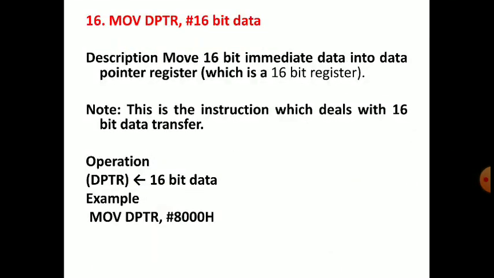And the next instruction is, now we are going to the 16-bit data. Till now we have seen only 8-bit data. Now we are dealing with the 16-bit data. So move DPTR, data pointer. If you can remember, DPTR is a data pointer register which is a 16-bit register, which is used to represent the 16-bit data from the external source.